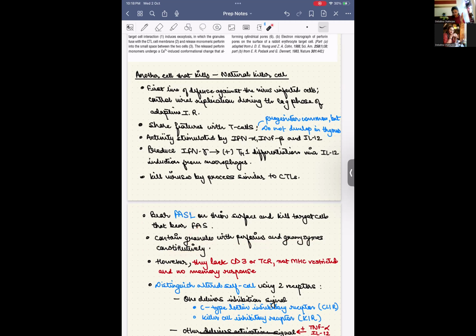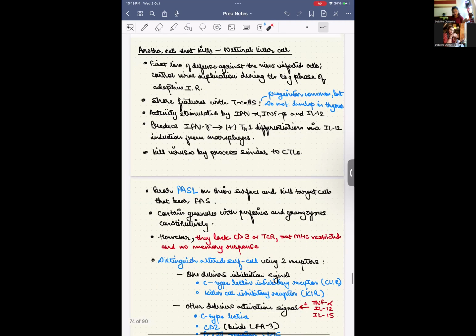And again, comparison. They do not have the CD3, they do not have the TCRs, which are very specific to T cells. They do not have any sort of MHC restriction. They do not need stimulus from MHCs. And there is no memory response. If there is a pathogen encounter for the second time, the response is very much similar to how the response is if it was a primary encounter.